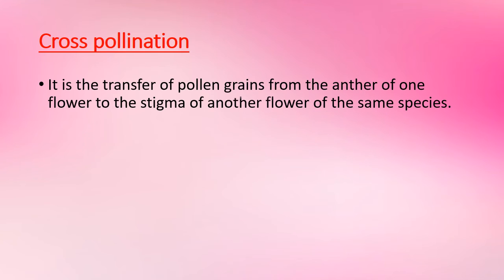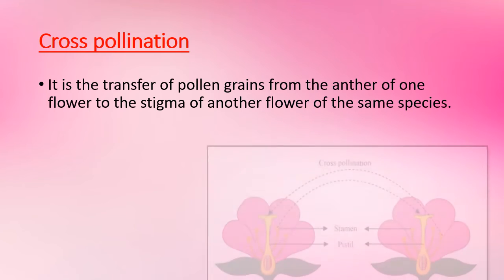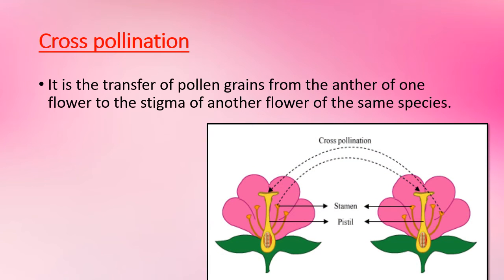Next is cross-pollination. Cross-pollination is the transfer of pollen grains from the anther of one flower to the stigma of another flower of the same species. In cross-pollination, the pollen grains from the anther of one flower will be transferred to the stigma of another flower of the same species. By this picture, it will be more clear to you.